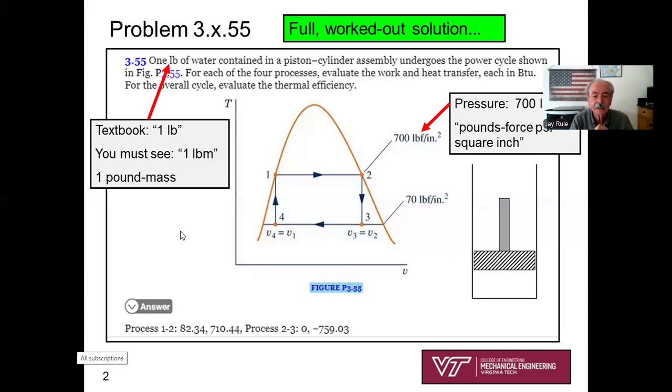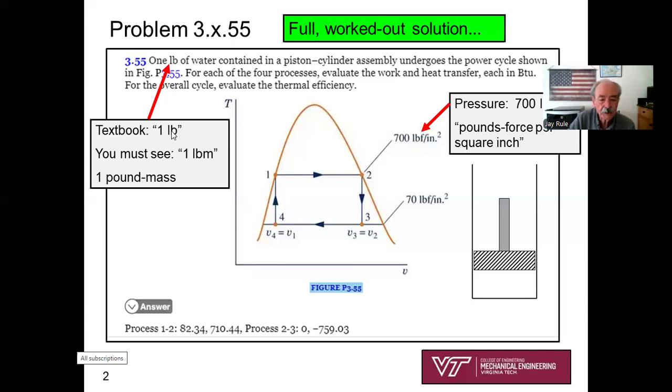Let's see. Key words. We start out with, it says piston and cylinder assembly. So in my sketch, do you see that I've added a piston and cylinder? I've taken purely the screenshot of the temperature volume diagram. A reminder about pounds in your textbook. And so notice here, it just says 1 lb of water.